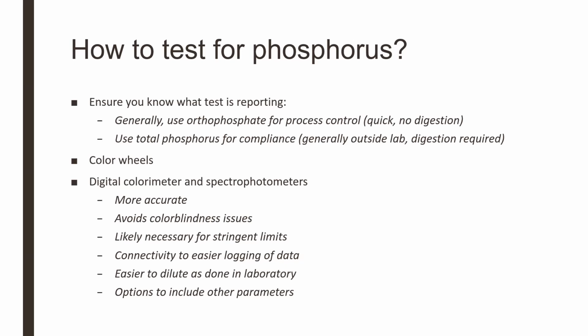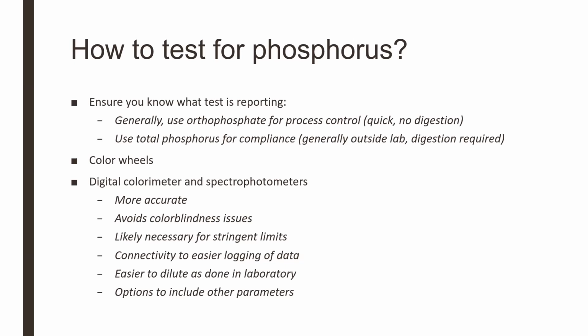Because using orthophosphate, your reading is almost always going to be a little bit low compared to the total phosphorus in your plant. And that's okay for process control for most facilities, but if you do have very stringent limits, being able to do that total phosphorus in-house may be something to consider.